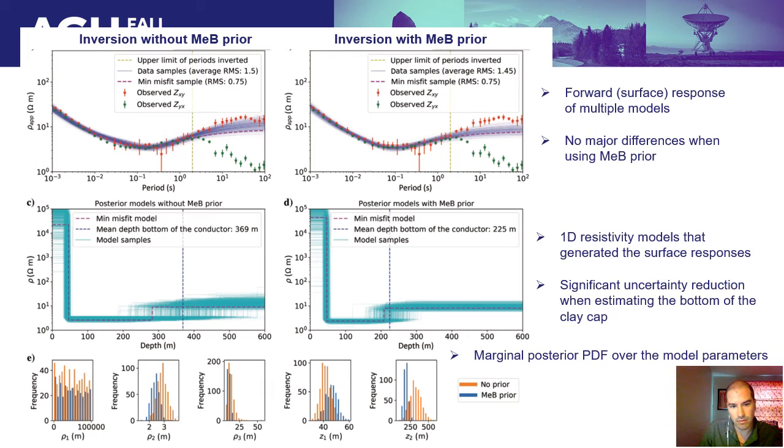That is also reflected in the marginal posteriors, the histograms of the distribution of the parameters that we are showing at the bottom, where in the last one, which defines the bottom of the conductor, the distribution when you use the methylene blue prior is highly reduced compared to when you don't use it. So this is a great example of how this inversion helps to quantify and reduce the uncertainty when capturing the boundaries of the conductor, in particular the bottom of the conductor.